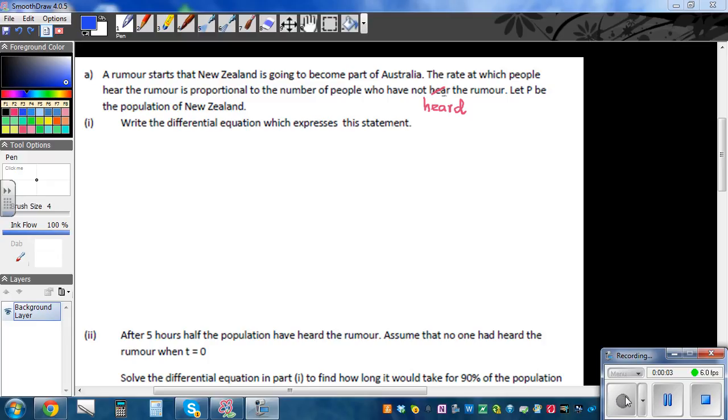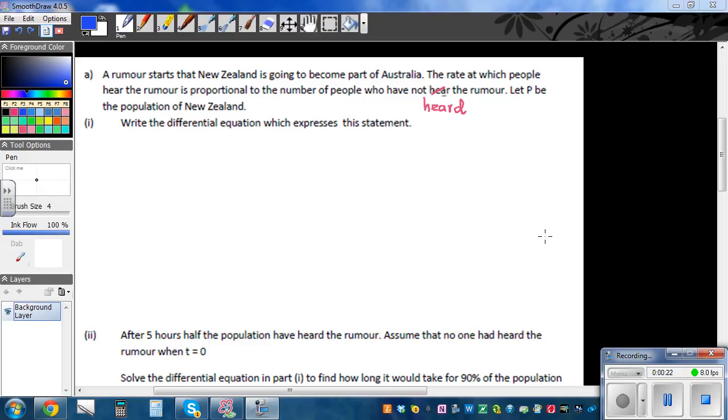Now, this is an example on differential equation, and in the NCEA exam, this question would be the first question. A1 would be a merit question, and 2 would be an excellence question. It's a very interesting question on rumours.